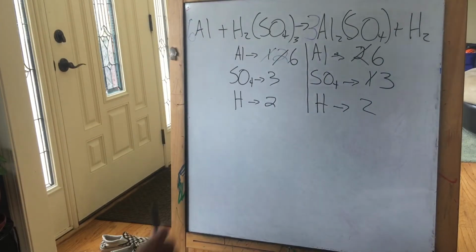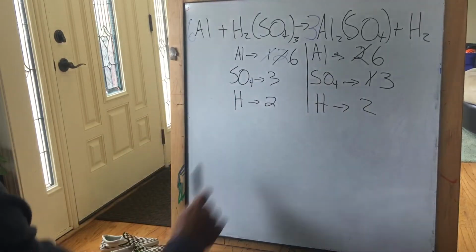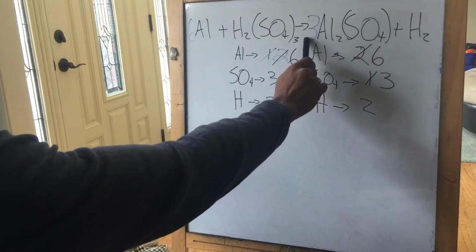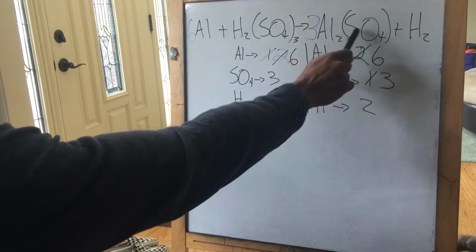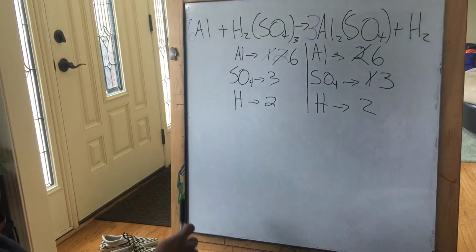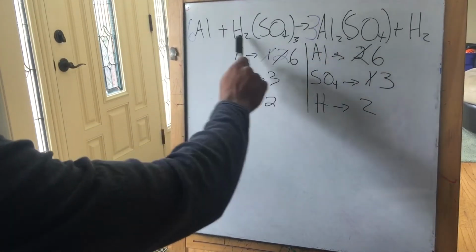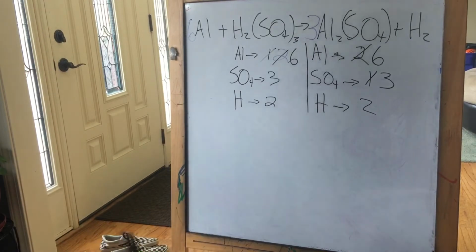All right, so let's do a check. We have 6 aluminums on both sides. We have 3 sulfates on both sides. This 3 applies not only to the aluminum, but the sulfate. But we have how many hydrogens? 2. So that's already balanced.